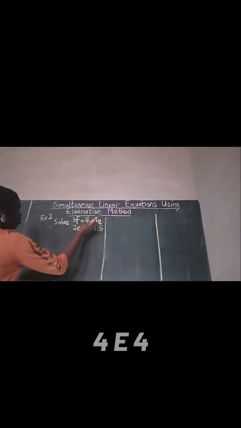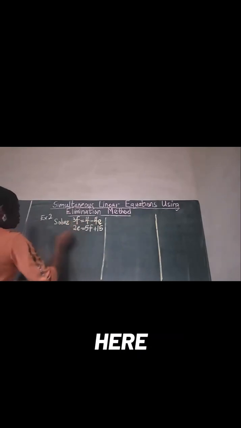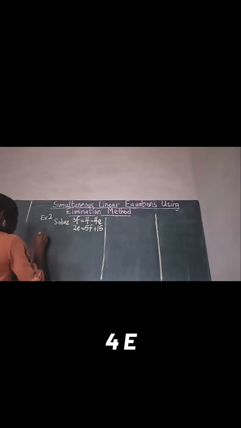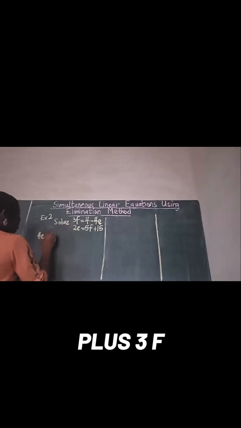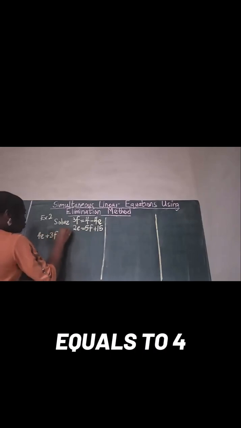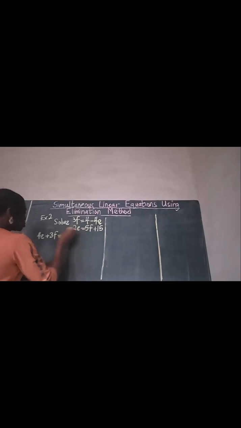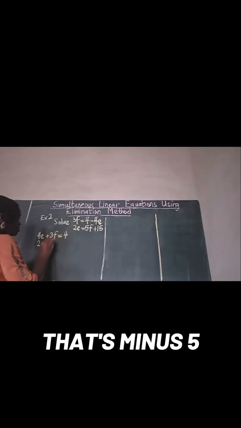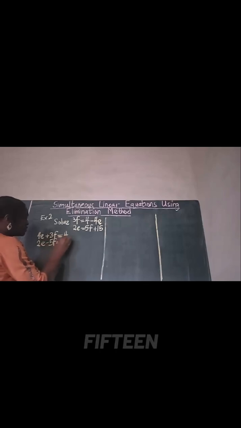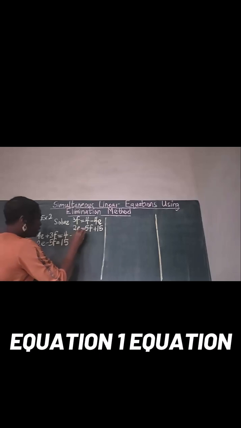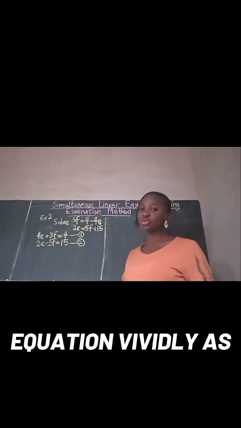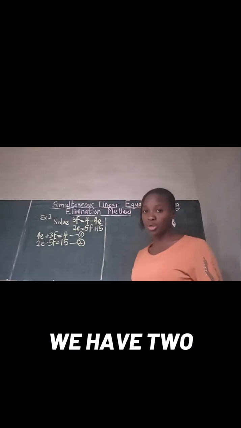So we have 4e. 4e is coming here, will turn to minus 4e, will turn to plus 4e. So we have 4e plus 3f equals 4. 2e, 5f is coming to the other side, turn to minus 5f. That's minus 5f equals 15. Equation 1, equation 2. Looking at these equations, as usual, we have two unknowns.